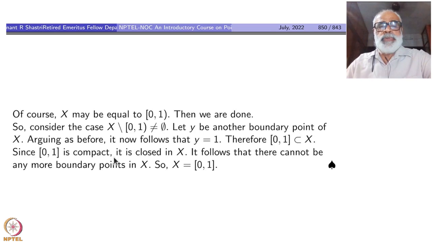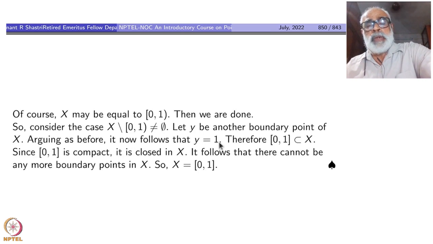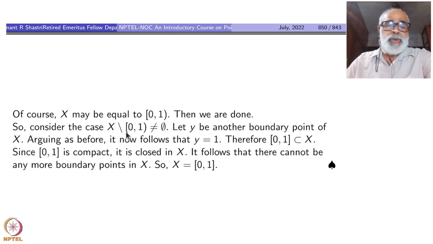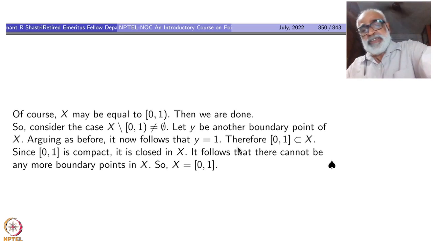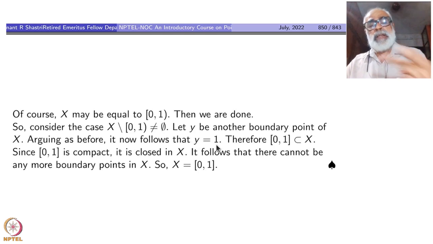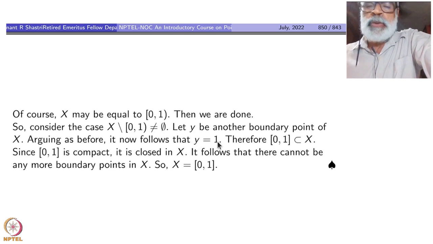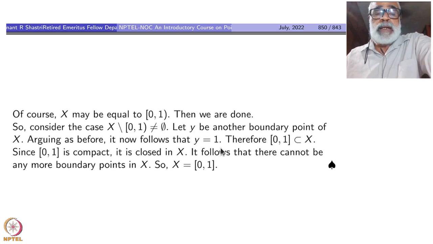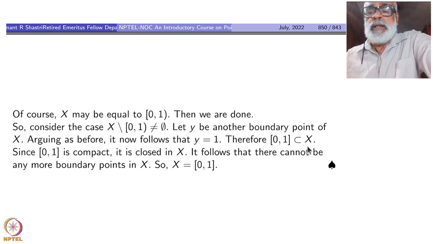Arguing exactly as before, it now implies that y has to be equal to 1, because it can't be equal to another 0. Then the 0 and this y would be violating the Hausdorffness. It can't be in the other end. So it has to be this end, and then this y and 1 should be the same, unless, if they are not the same, then the Hausdorffness condition will be violated. So they must be the same. That means now I have got 0, 1 contained inside X.